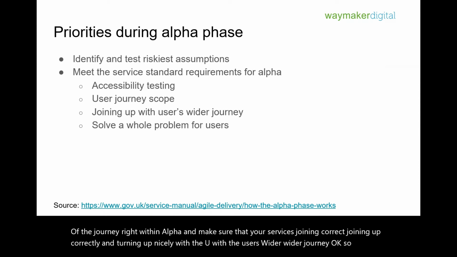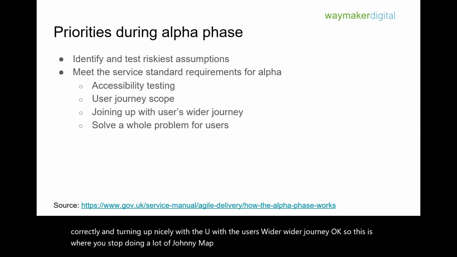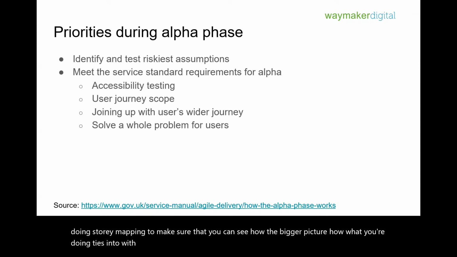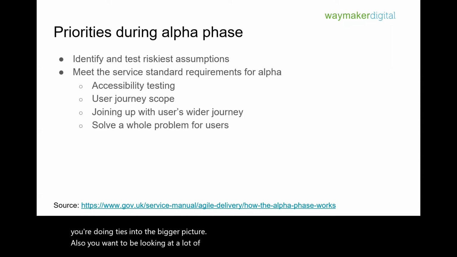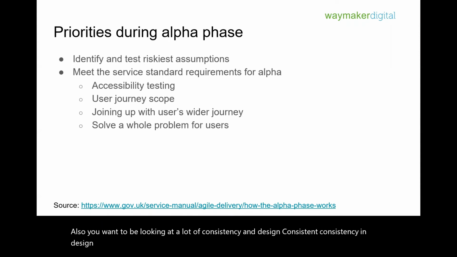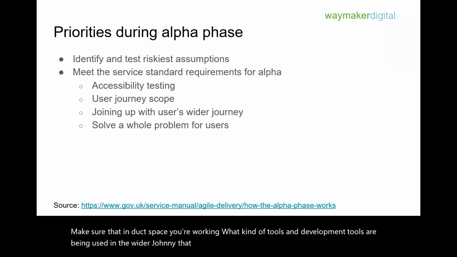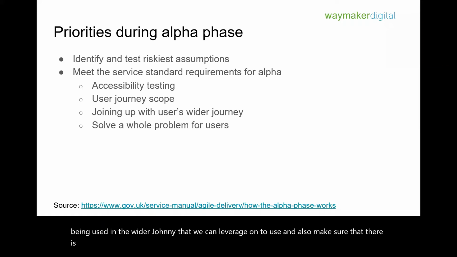Okay, so this is where you start doing a lot of journey maps, service mapping, customer journey maps. You'll be doing story mapping to make sure that you can see how what you're doing ties into the bigger picture. Also, you want to be looking at a lot of consistency in design, consistency in design patterns and workflows that are being adopted. Also, in terms of the technology stack, you want to make sure that in the space you're working, you know what tools and development tools are being used in the wider journey that we can leverage, and also make sure that there is less friction in the way that we work together, or the way we solve a whole problem for users. So yes, alpha is when you do all of that. Okay.